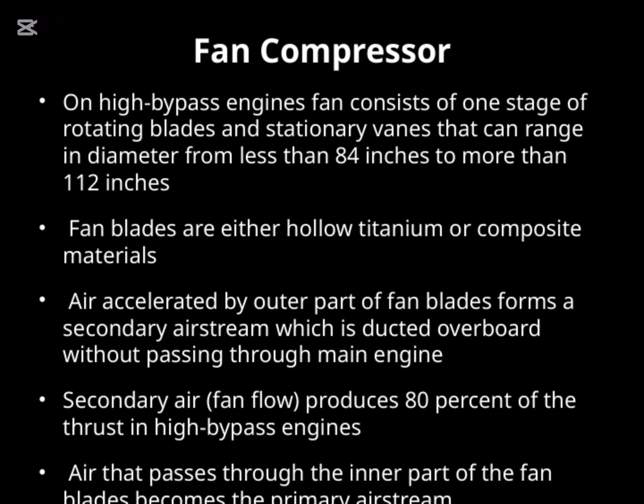Let's talk about the fan compressor, which is a crucial part of high-bypass engines. The fan typically consists of just one stage of rotating blades and stationary vanes. These blades can vary quite a bit in size, with diameters ranging from less than 84 inches up to more than 112 inches. The blades themselves are made from either hollow titanium or composite materials, which helps keep them lightweight yet strong enough to handle the stresses of operation.